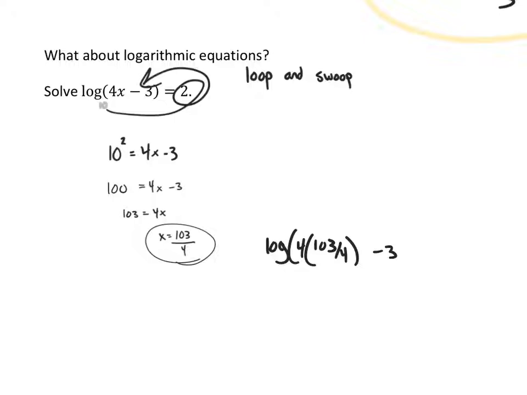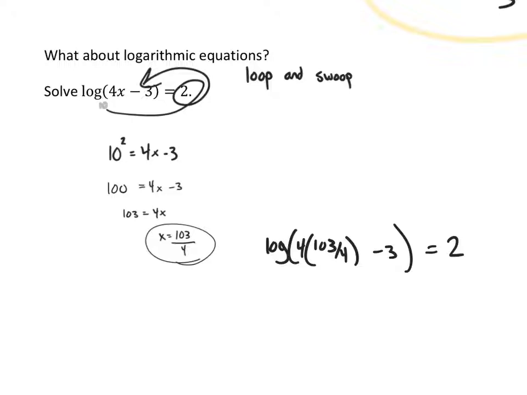And if you do that, so if you hit the log button and then do 4 times 103 divided by 4, subtract 3, you will get the answer of 2. And that's a little proof that you can double check your answers even when x is in a logarithm.